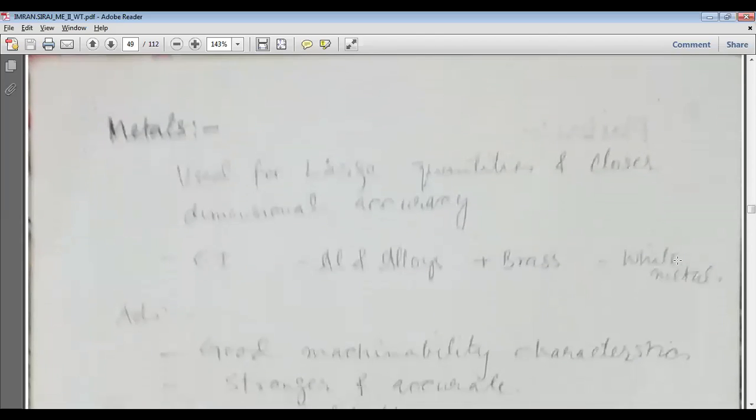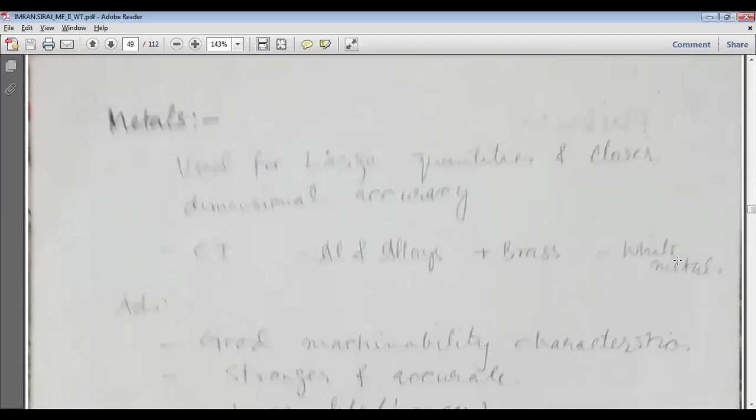Metals are used for large quantities and close dimensional accuracy. So metals are used for large quantities, when we have to produce a number of products and we need a very good surface finish and closer dimensional tolerances. There we need metals.